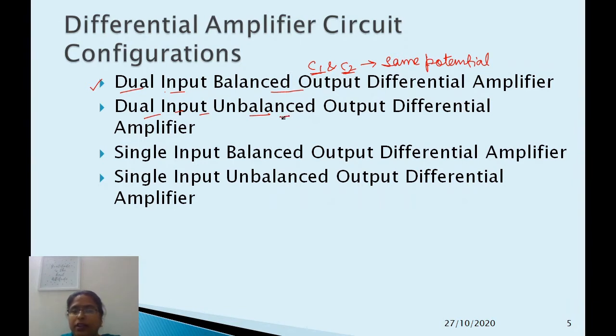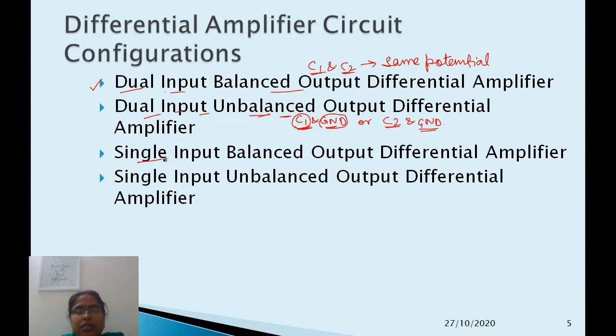And in case of unbalanced output, we can either take the output from between C1 and ground, or from C2 and ground, right? So now we are taking the output from one of the collector terminals with respect to the ground. That's why it is termed as unbalanced, because the potentials of C1 and ground or C2 and ground are not equal, and that is why it is called a dual input unbalanced output differential amplifier.